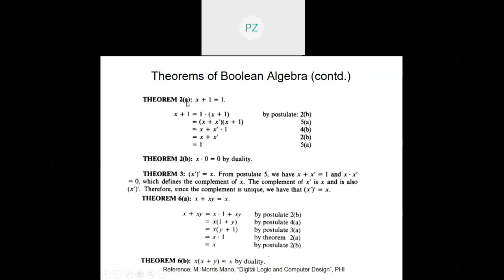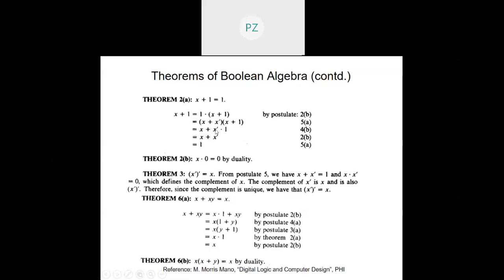Now other theorems, 2a: x plus 1 is equal to 1. So x plus 1 is 1 dot (x plus 1), right? The AND identity. Now this one is x plus x bar; the arguments in terms of the postulates are listed here. X plus x bar, 1 is (x plus x bar) into (x plus 1).